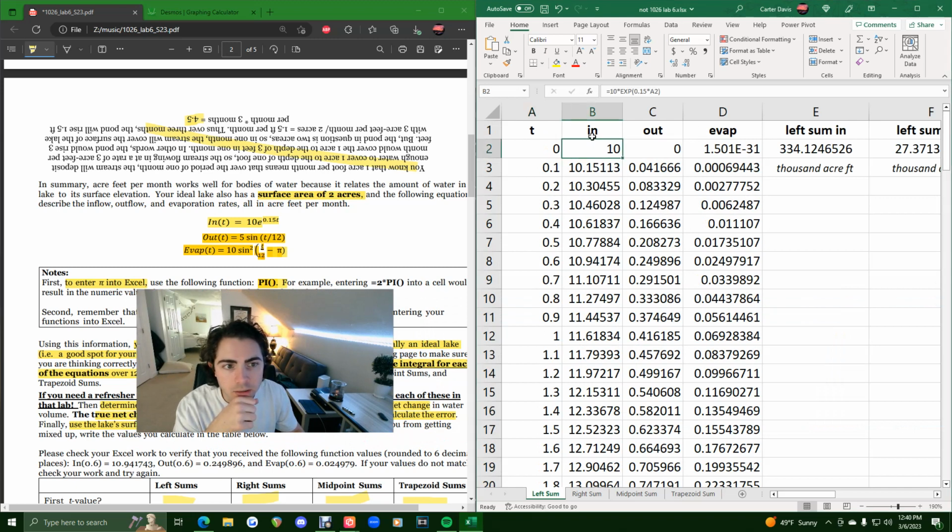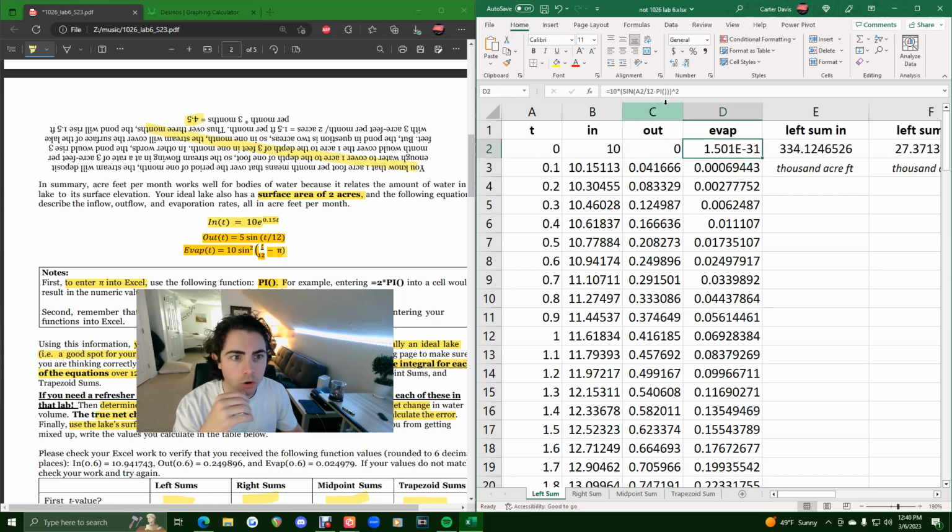So the in function, all you do is input this in function right where the first in cell is right here. And anywhere you see t, you're clicking on A2. So that, bam. The out equation, we have 5 sine t over 12, so 5 times sine A2 over 12.